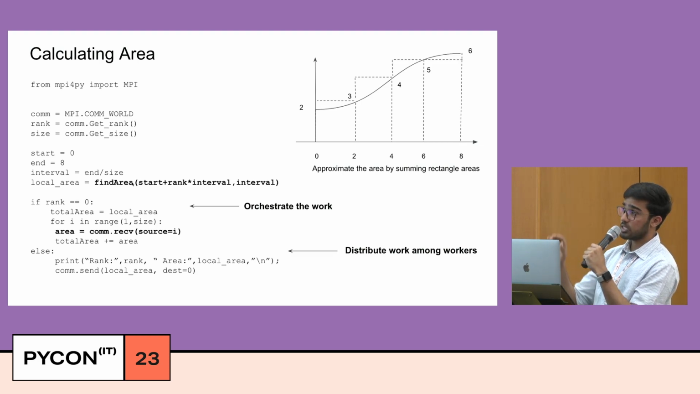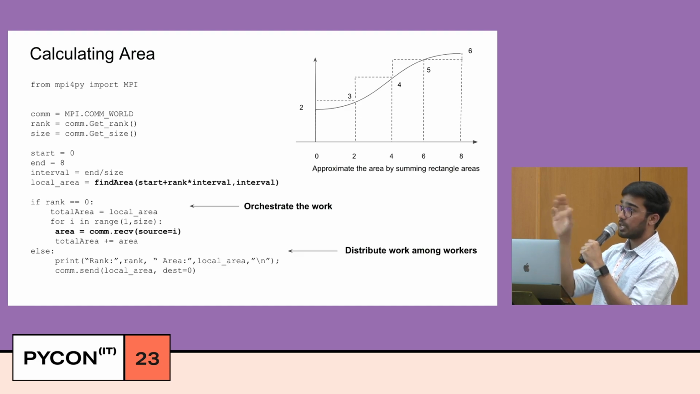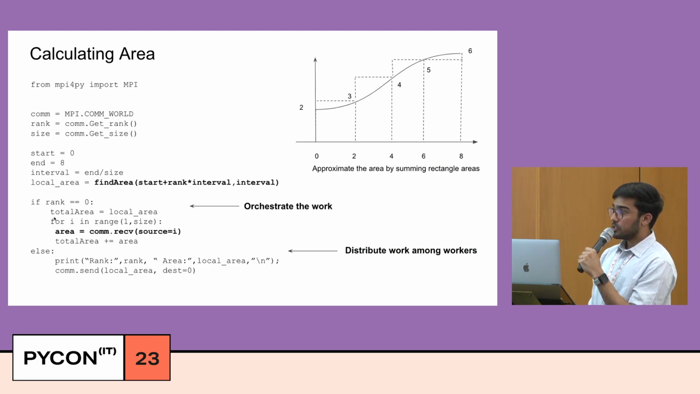So each process has its own rank. Each process would calculate the area of the chunk assigned to it and store it in a variable called local area. Now, again, we do the same thing: we do the orchestration and the distribution of work. So if my rank is 0, I first calculate my own area. But in addition to that, I also receive messages from all the other processes with the area of their chunk, and then add it up together in a variable called total area and store it.